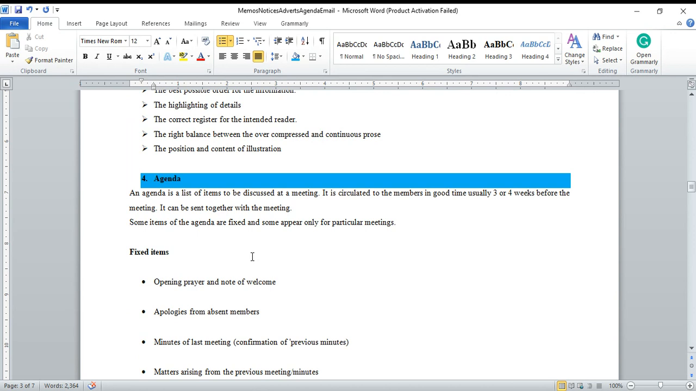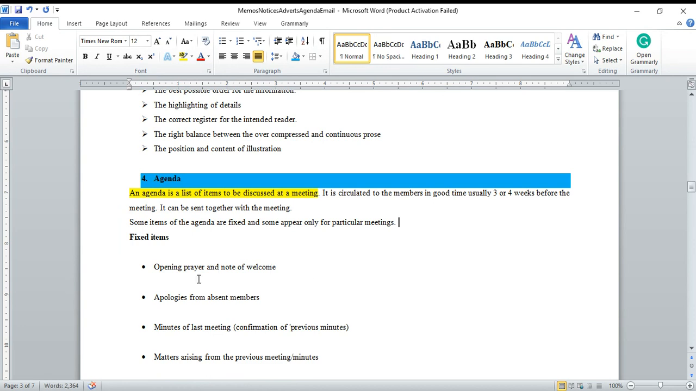Then we have number four, another type of functional writing that we're calling agenda. Agenda, if single, multiple is agendas. Agenda is a list of items to be discussed at a meeting. Very important: agenda is a list of items to be discussed at a meeting. It is circulated to the members in good time, usually 3 to 4 weeks before the meeting. It can be sent together with the meeting notice. Some items of the agenda are fixed and some appear only for a particular meeting.